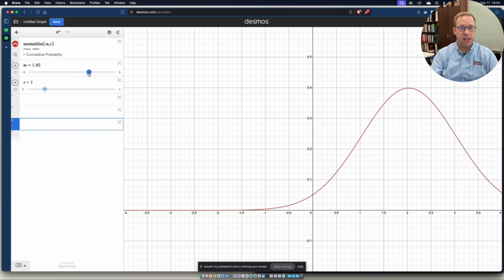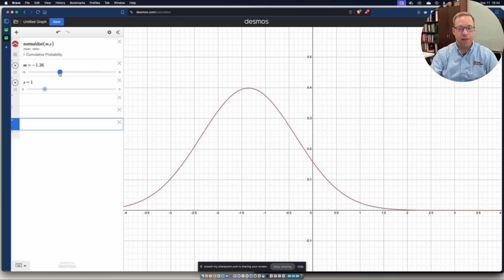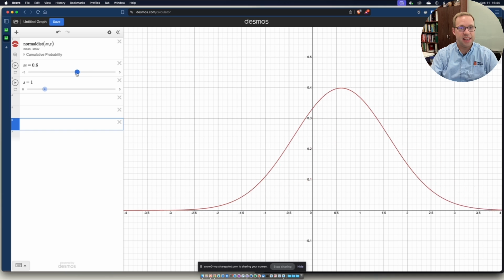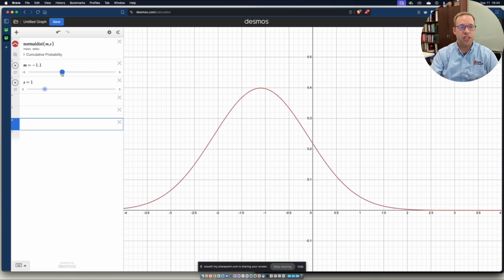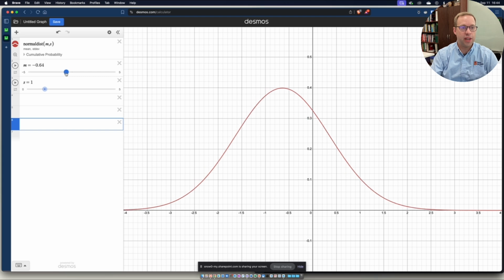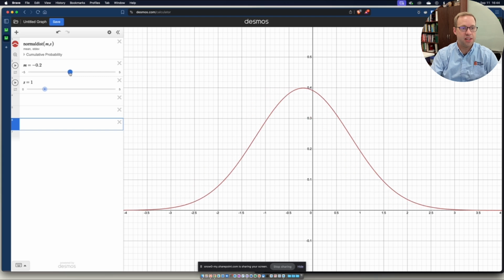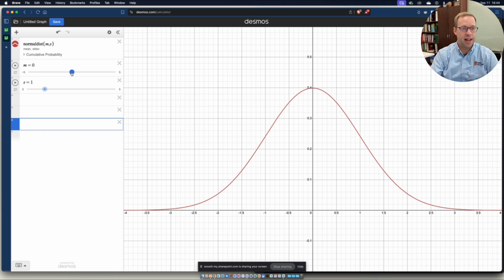The mean is just telling us where is the middle of our data. It's not telling us anything about the shape of the graph. It's just saying where the data is located. Okay, let me center that again. There we go. Now, what happens if I increase the standard deviation?